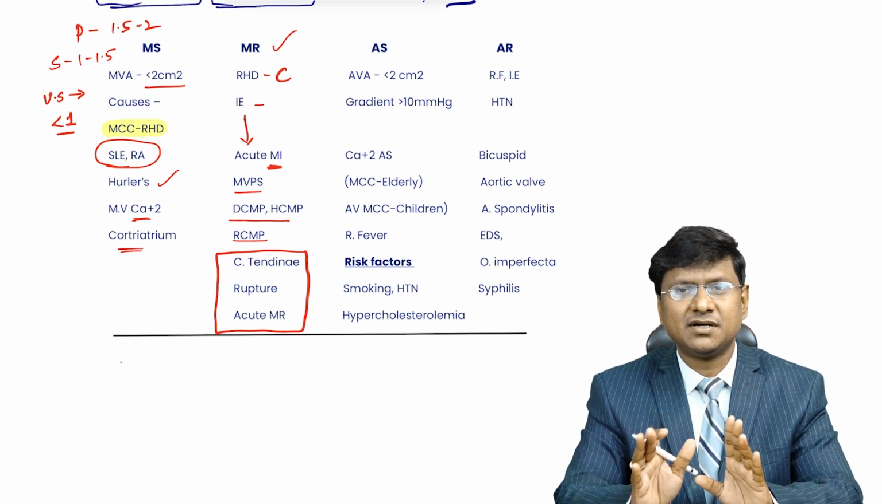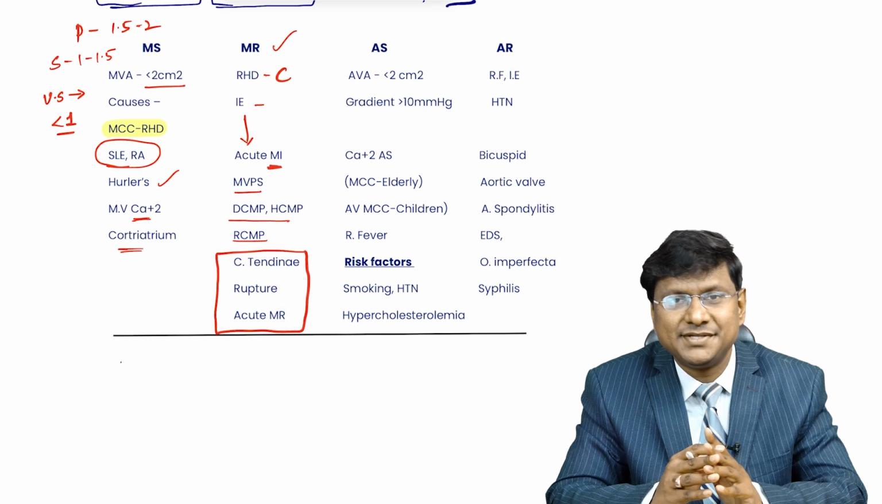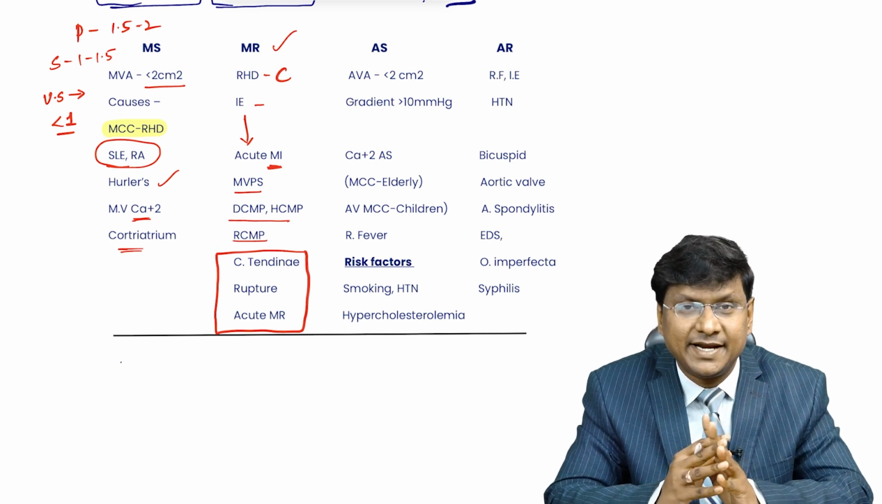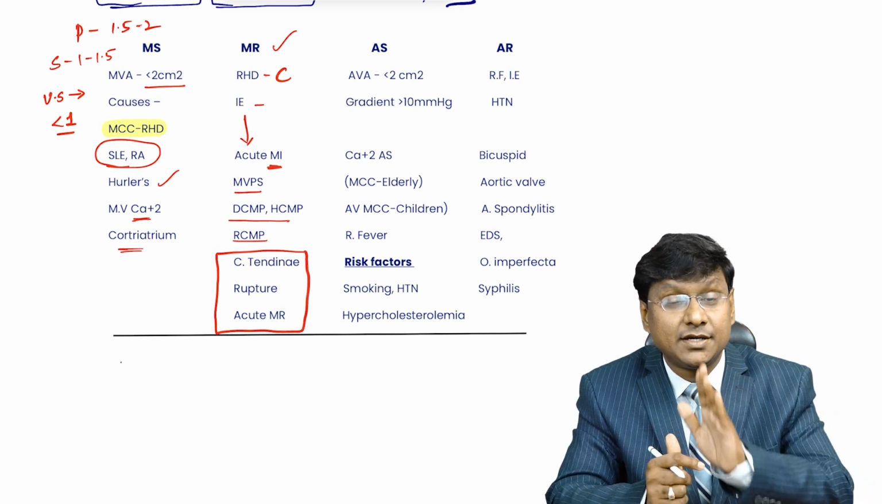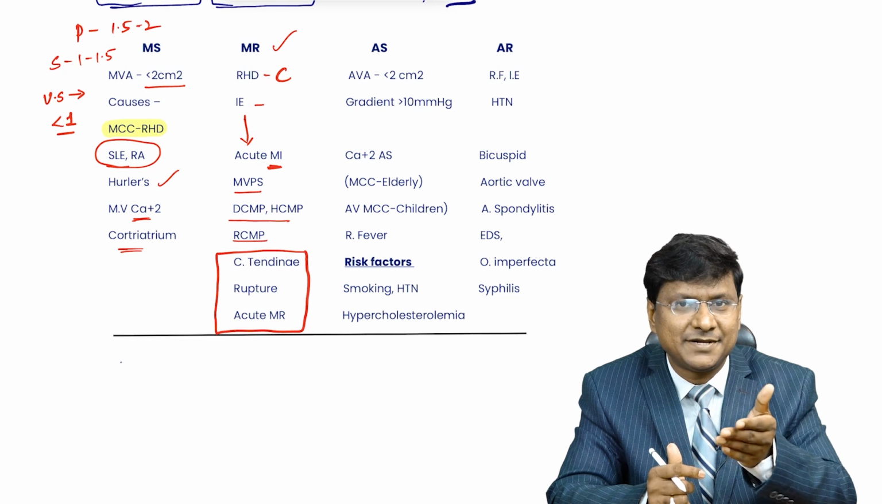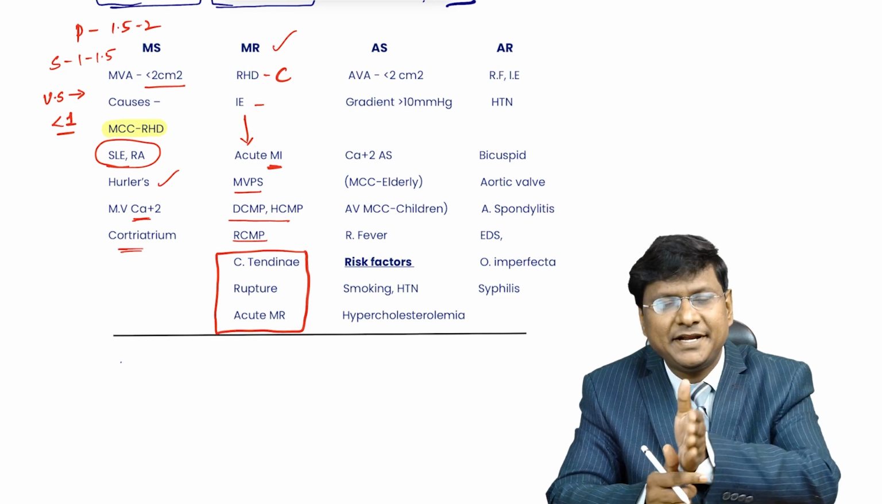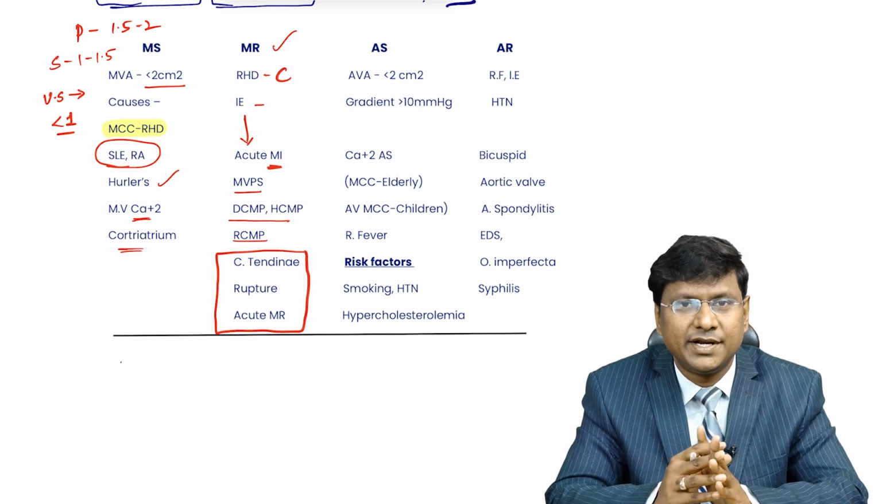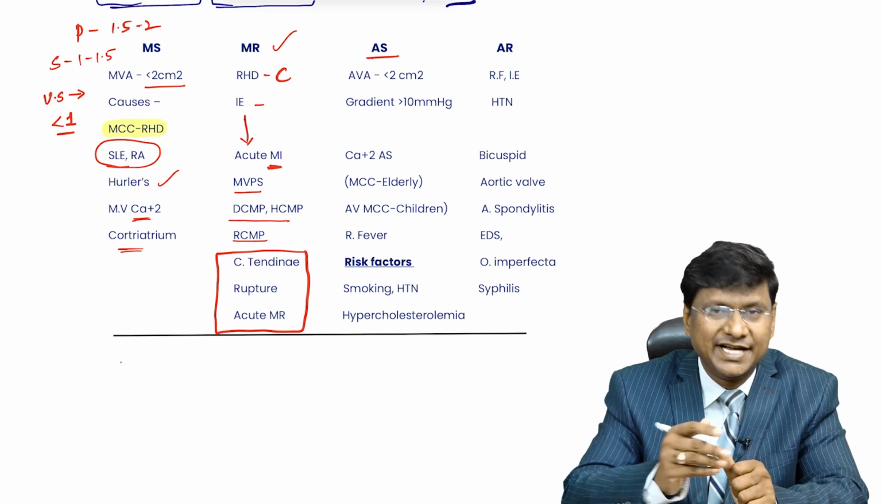See, what is the difference clinically between acute MR and chronic MR is, in acute MR, the patient will directly present with sudden onset dyspnea. Whereas in chronic MR, the patient initially will present with the dyspnea and palpitations will occur later in case of the chronic MR, right? Now coming to the aortic stenosis.